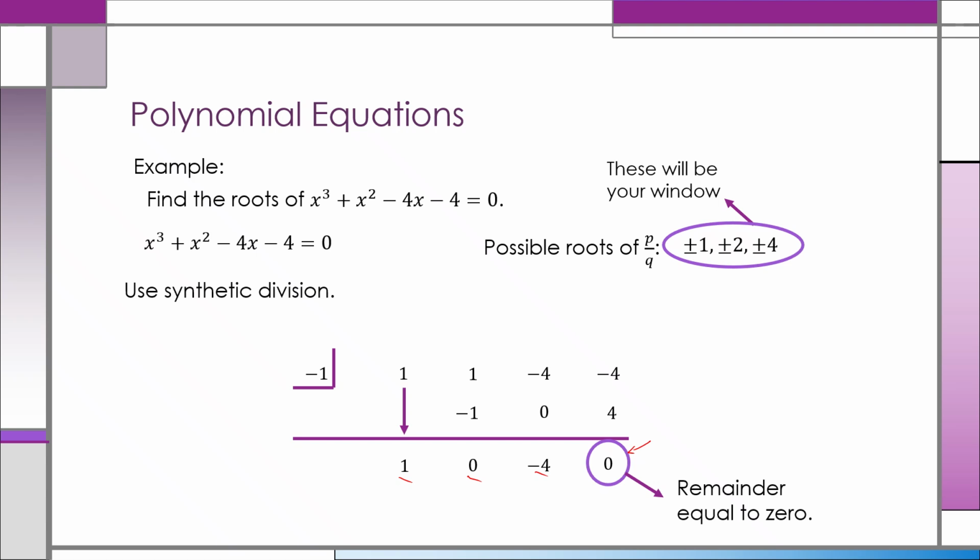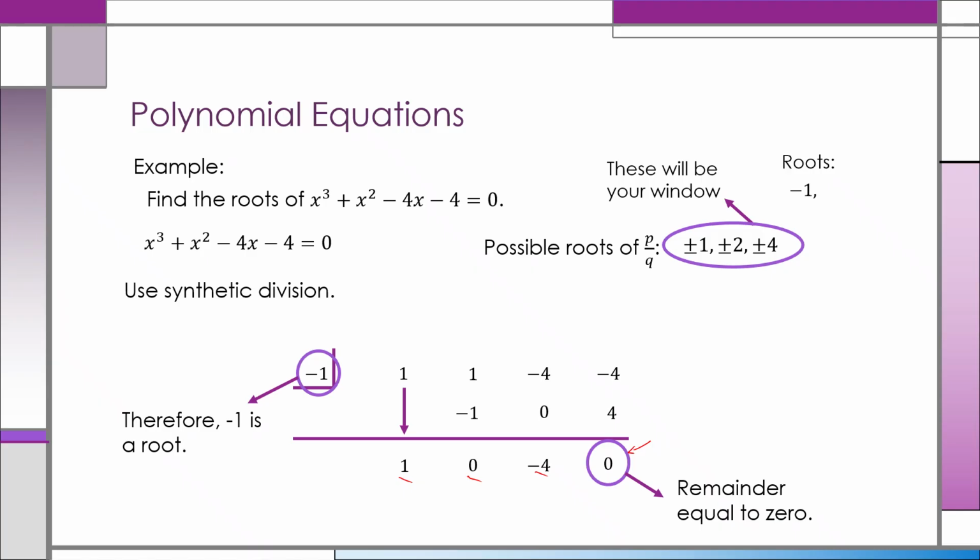If this is equal to 0, therefore, the number on the window will be the root, or one of the real roots of the given polynomial equation. So let us write the roots. The first one is -1. So I'll ask you, how many numbers are left on the bottom row, except the remainder? If you say 3, then you are correct, because 1, 0, and -4.